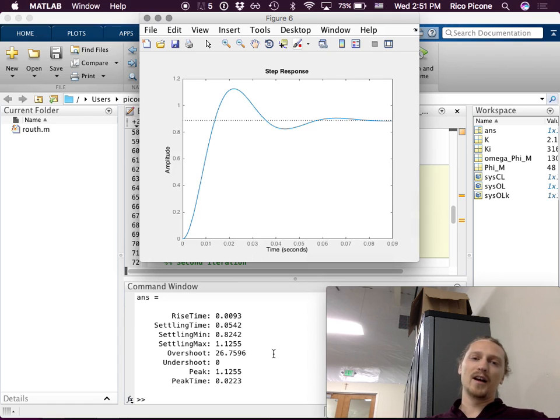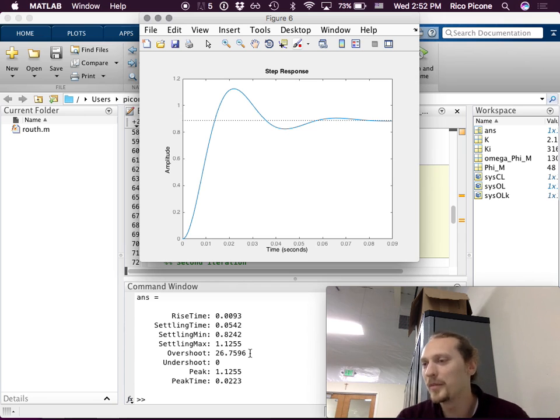Well, it looks like our overshoot is 26, 27%. It's a little high, a little higher than we wanted, but it's in the ballpark. So when your first design is in the ballpark, you think success. So we were pretty close.